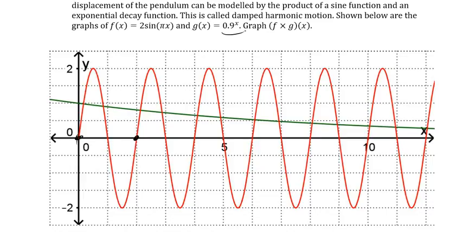And then here's 0.9 to the x, which is the green curve. So now let's find the product of those two. But we're not going to do a table of values here. We'll just think about it and look at it. So here's what I'm going to do. This is 2. This is just under 1. This line here is 1. So the green curve is just under 1.